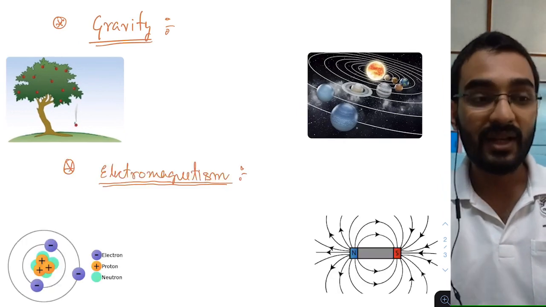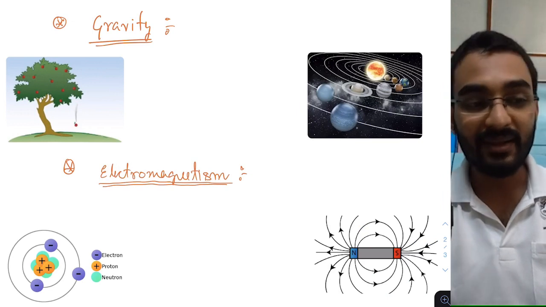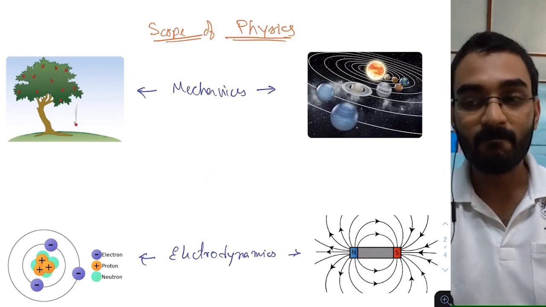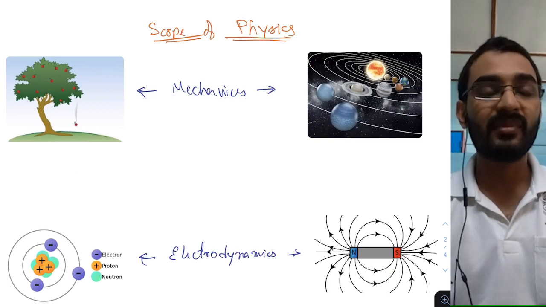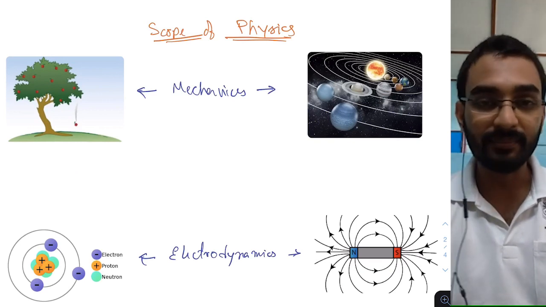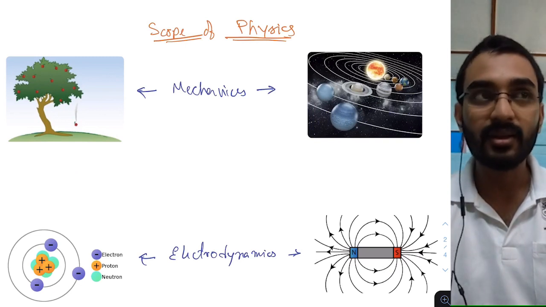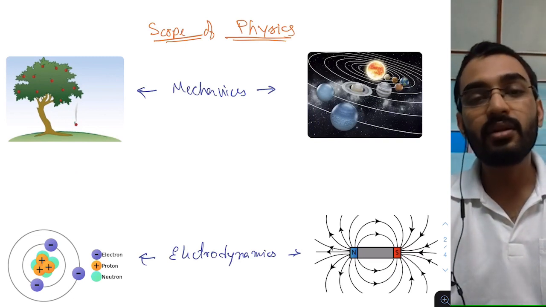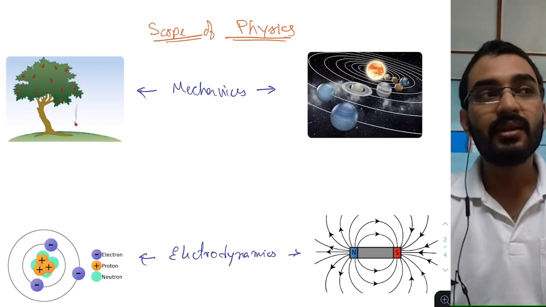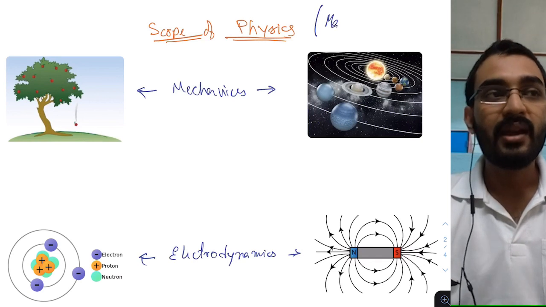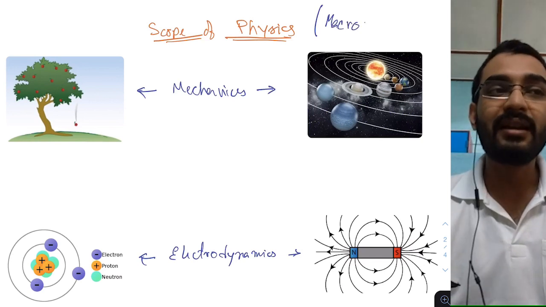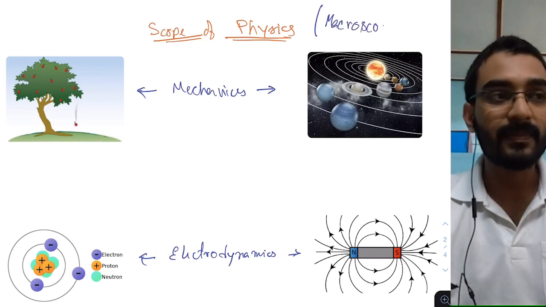The basic law of electromagnetism governs the electric and the magnetic phenomena, all of them. Now let us talk about the scope of physics. Basically there are two domains of physics: the macroscopic domain and the microscopic domain. The macroscopic domain includes the phenomena at the laboratory scale, maybe terrestrial or astronomical. And the microscopic domain includes atomic, molecular and nuclear phenomena.